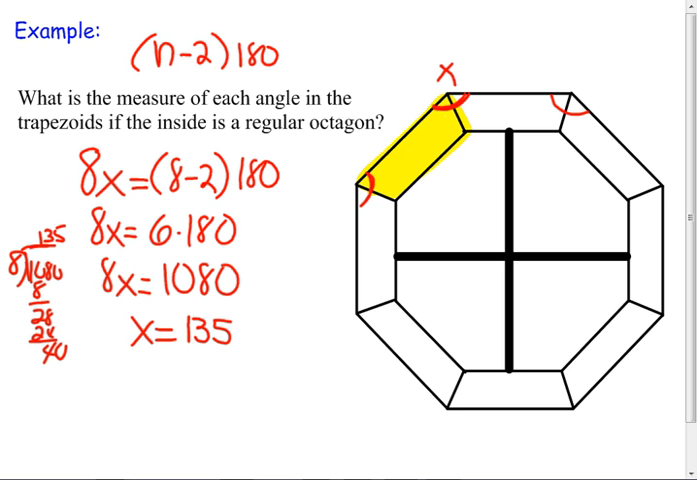Okay, TJ? That's this one. What do you think is true? We don't really have a theorem about this, but what do you think is true? What is that ray doing to this big angle? It's bisecting it. So this is half of 135.